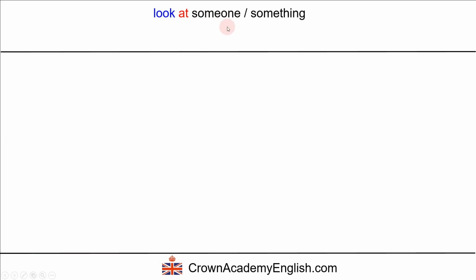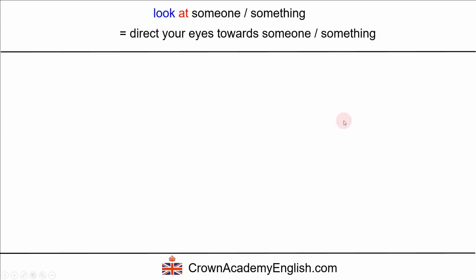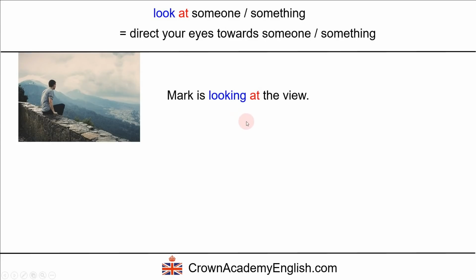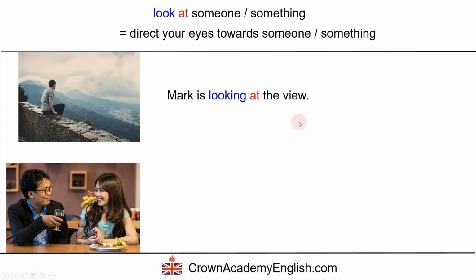To look at someone or something. To direct your eyes towards someone or something. So Mark is looking at the view. So this is the view. So Mark is looking at the view. Look at something. David is looking at Claire. So looking at someone. We use the preposition at for this meaning.